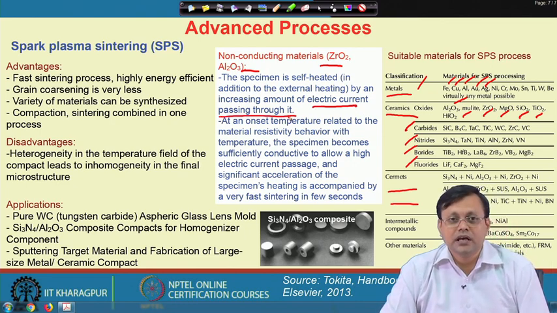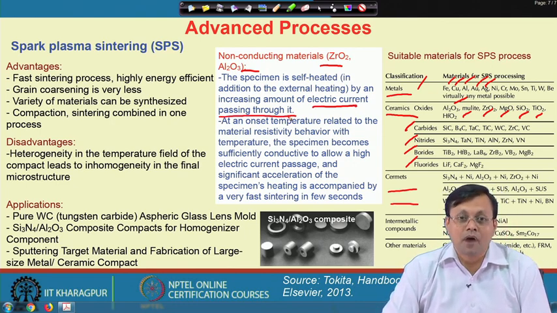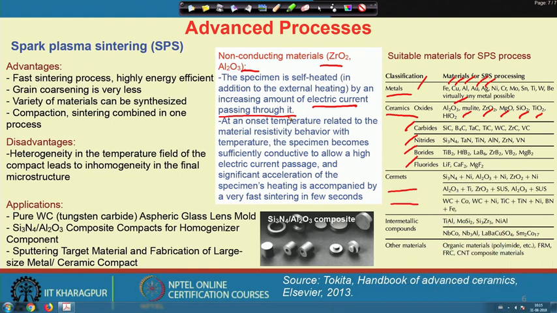So, to sinter a ceramic material, we have to pass a much higher current, and at the onset of a temperature that is related to the material resistivity behavior, the specimen becomes sufficiently conductive to allow a high electrical current passage, and significant acceleration of the specimen heating is accompanied by a very fast sintering in a few seconds.